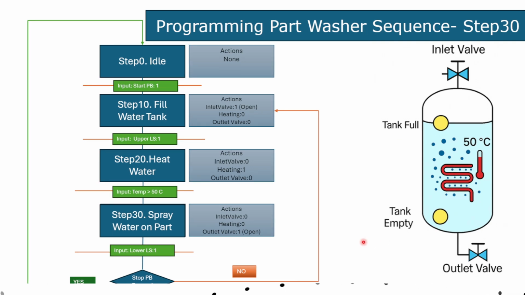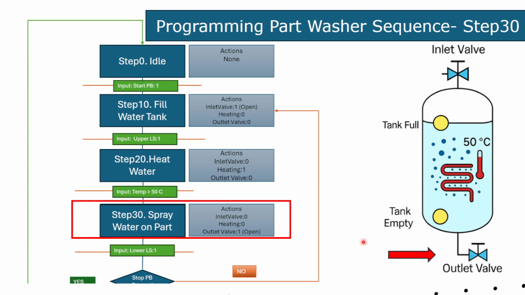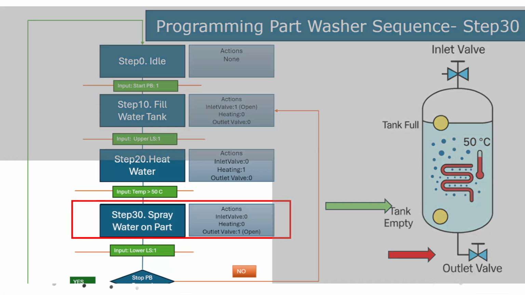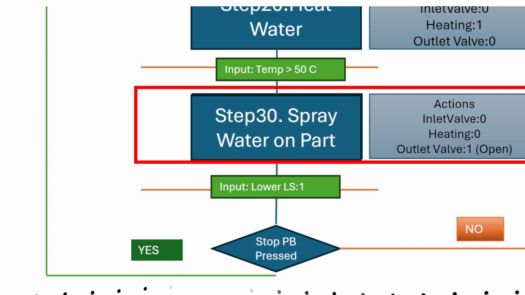And in step 30, our action is spray water on the part. So we do that by opening the outlet valve. And the transition condition is tank empty. And once the tank is empty, we check for the stop button pressed. If the stop button is pressed, we go back to the idle step. But if the stop button is not pressed, we'll resume the cycle from step 10. That's shown on the bottom here, the stop button. Okay.